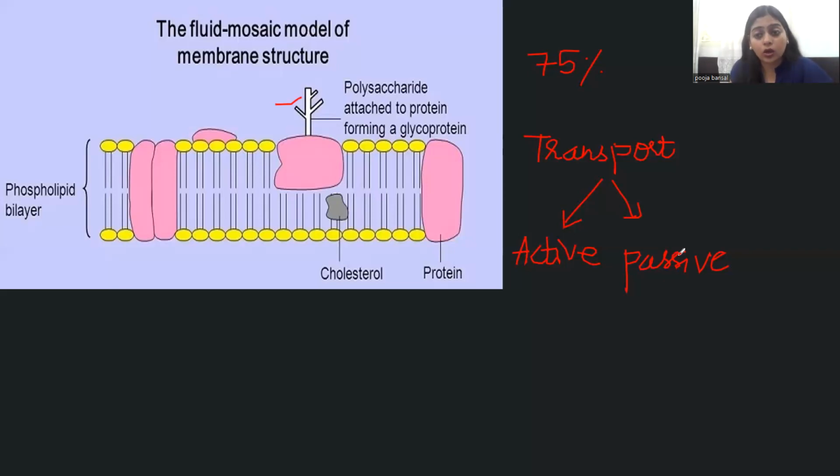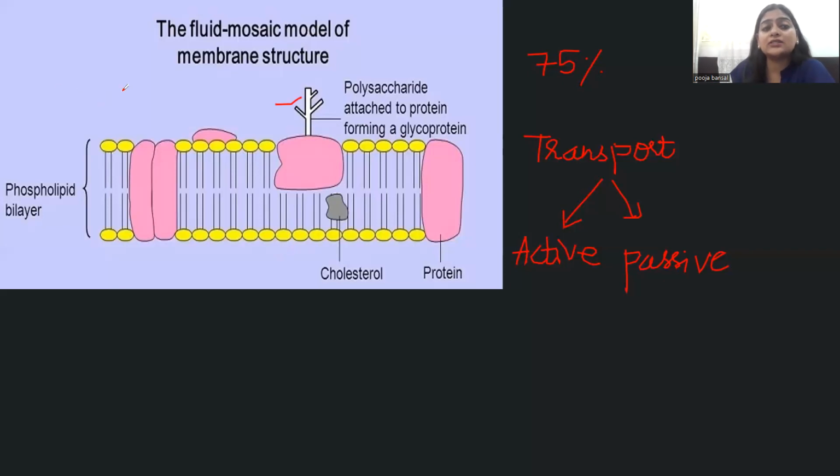On the contrary, if I talk about passive transport, here passive means slow. So slow movement of molecules is going on. Here, no extra energy is needed. But yes, the condition is, in what case will passive transport happen? When there is a concentration gradient. Now, what do you mean by this concentration gradient?